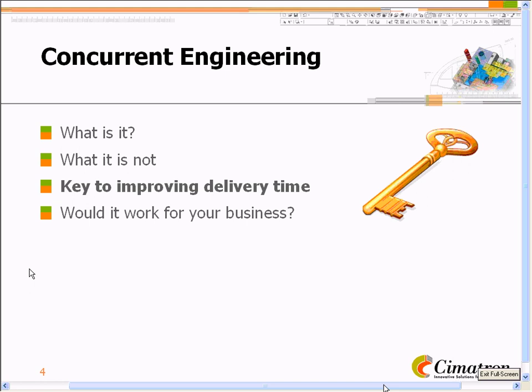Thank you very much, Lisa. Appreciate that. As you know, our subject today is concurrent engineering, and particularly how it applies to mold shops. So what we'll be discussing is what exactly concurrent engineering is, and importantly, what it is not, so that we understand clearly how it is best used. We're finding concurrent engineering is, in many cases, the key to improving delivery time for many of our customers. So the question we would do well to consider is: is it something that could work for you?